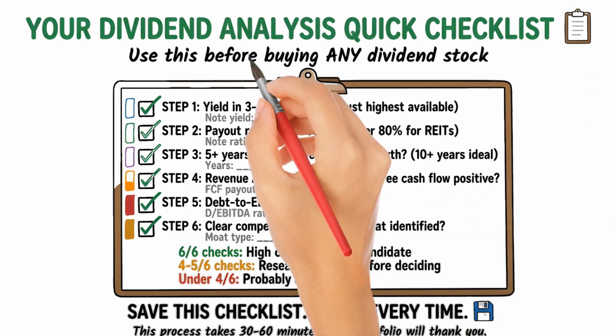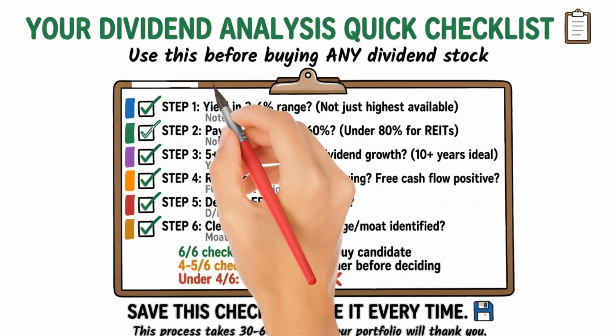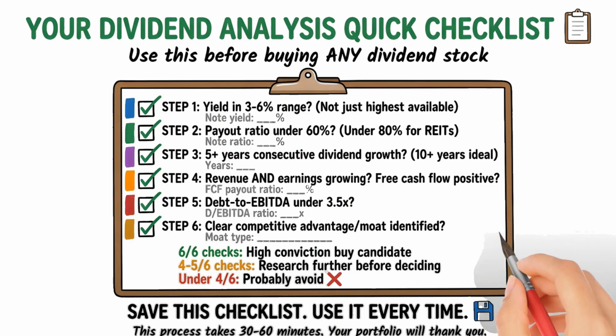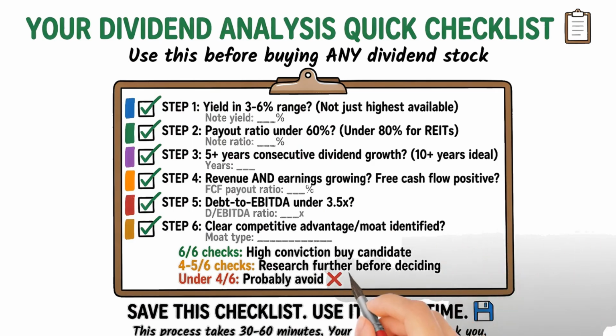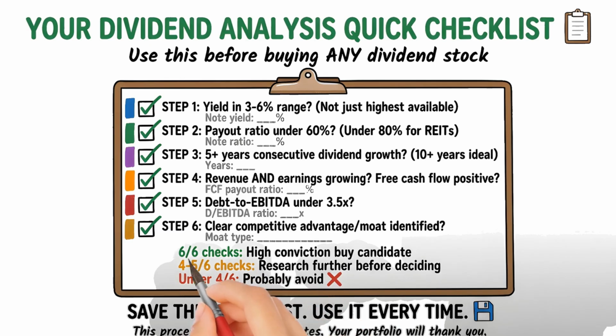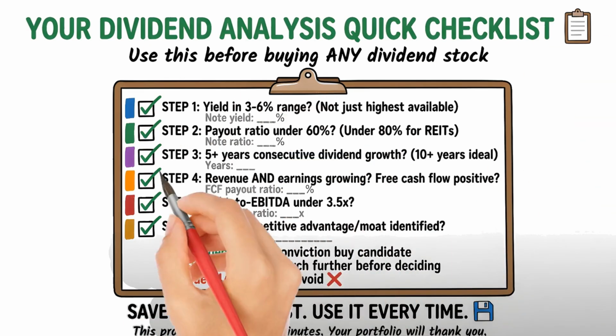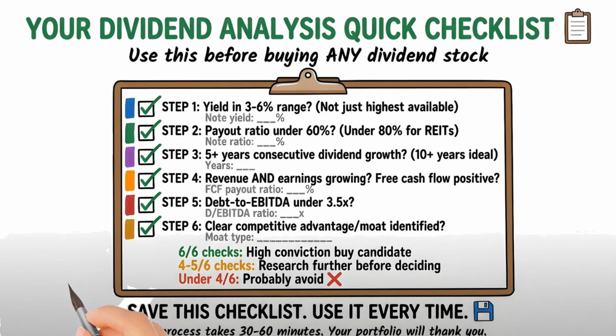If you check all 6 boxes confidently, you have a high-conviction dividend candidate worth serious consideration. 4 to 5 checks means research further before deciding. Under 4, probably avoid no matter how attractive the yield looks. This process takes 30 to 60 minutes. Your portfolio will thank you for every minute you invest in it.